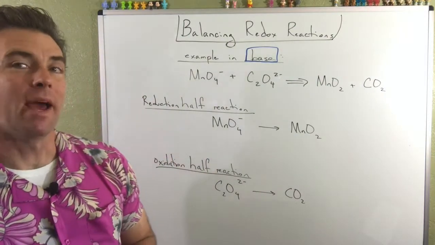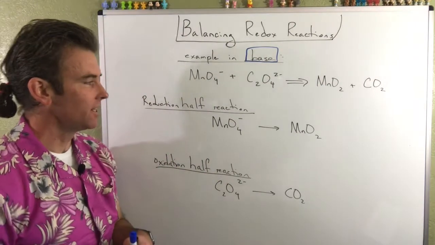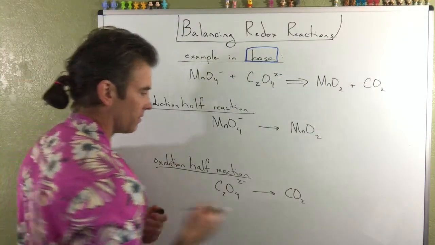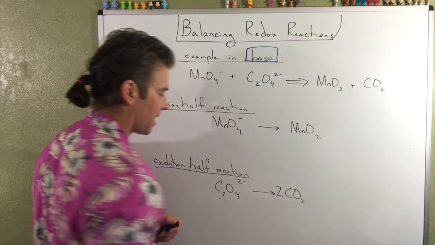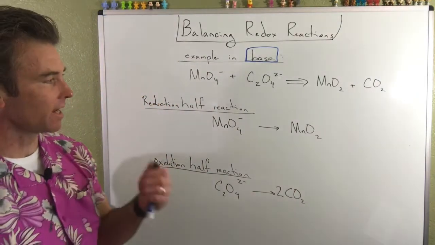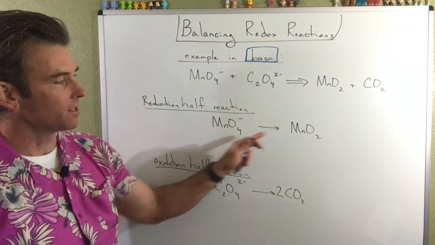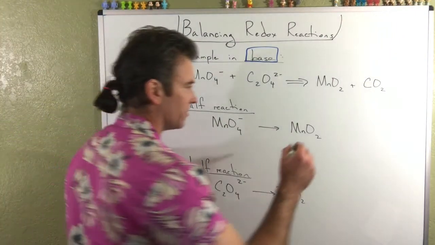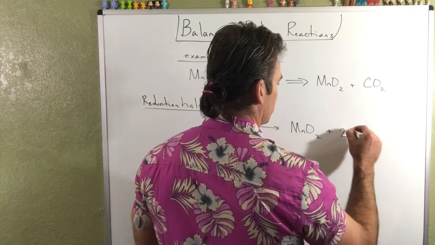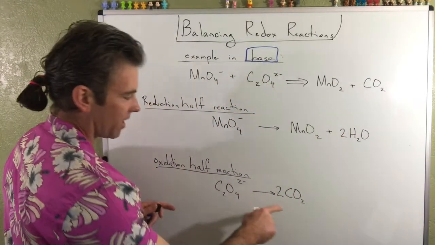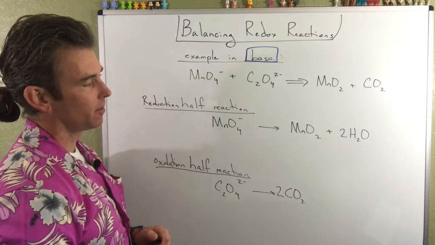Next step, we're going to balance all non-oxygen and hydrogens. So manganese is balanced there. We're going to have to put a 2 in front of this to take care of the 2 carbons. Next step is to balance oxygens with H2O. Got 4 oxygens there, 2 oxygens right there, which means I need 2 more oxygens over on this side. And this guy right now has balanced oxygen numbers.